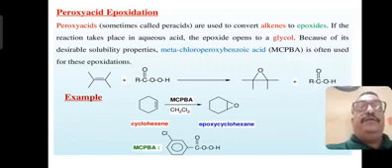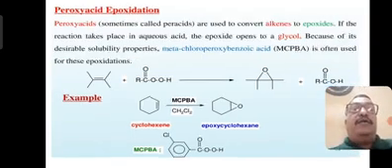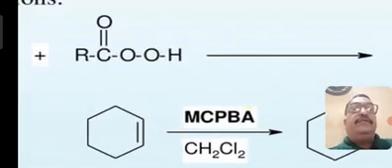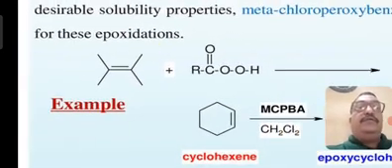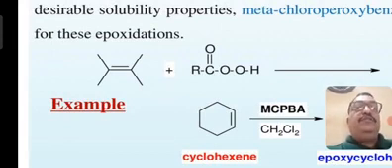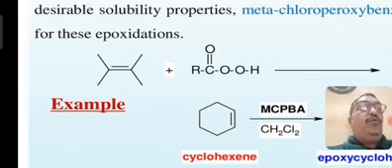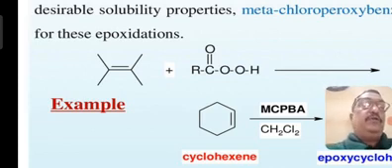Now the preparation. When you take an unsaturated hydrocarbon, for example CH2 double bond CH2, ethene, and allow it to react with RCO3H, that is called a peroxy acid. RCOOH is an acid, but another oxygen is extra, therefore it is called a peroxy acid.